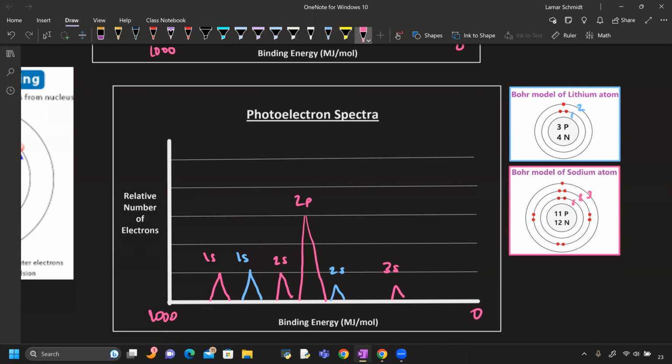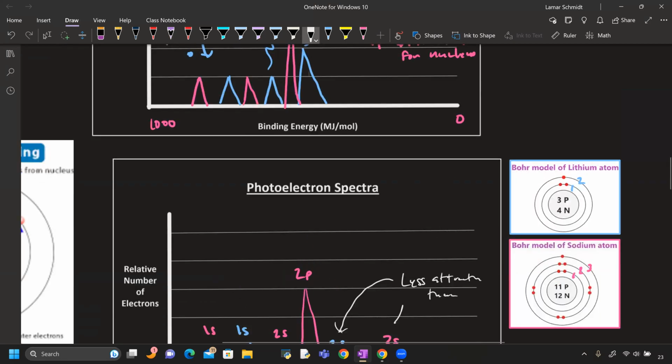Therefore, this electron has less attraction. Let me write this down. This electron has less attraction than this guy. All right. So it has less attraction for the nucleus. That one valence electron has less attraction for the nucleus than the 2s electron for lithium. And why is that? Because it's further away from the nucleus.